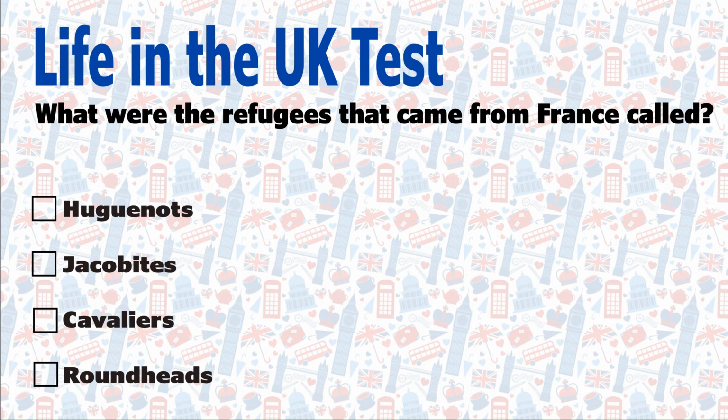What were the refugees that came from France called? Huguenots, Jacobites, Cavaliers, Roundheads. Huguenots. Between 1680 and 1720 many refugees called Huguenots came from France. They were Protestants and had been persecuted for their religion.